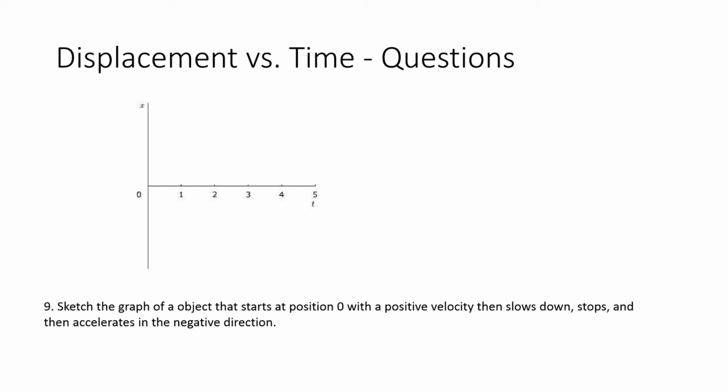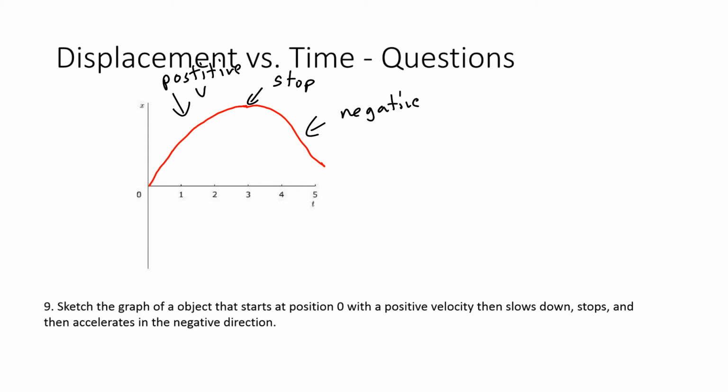Last question for displacement versus time, I believe. Sketch the graph of an object that starts at position 0 with a positive velocity, slows down, stops, and then accelerates in the negative direction. So we're going to have the slope change direction from positive to negative at some point here. This is going to start at 0, go up, slow down, and then when it gets to this flat part right here, it's stopping briefly, and then the slope changes to negative and it goes down like that. So again, we stop right there, and this side would be positive velocity, and this side would be negative velocity.